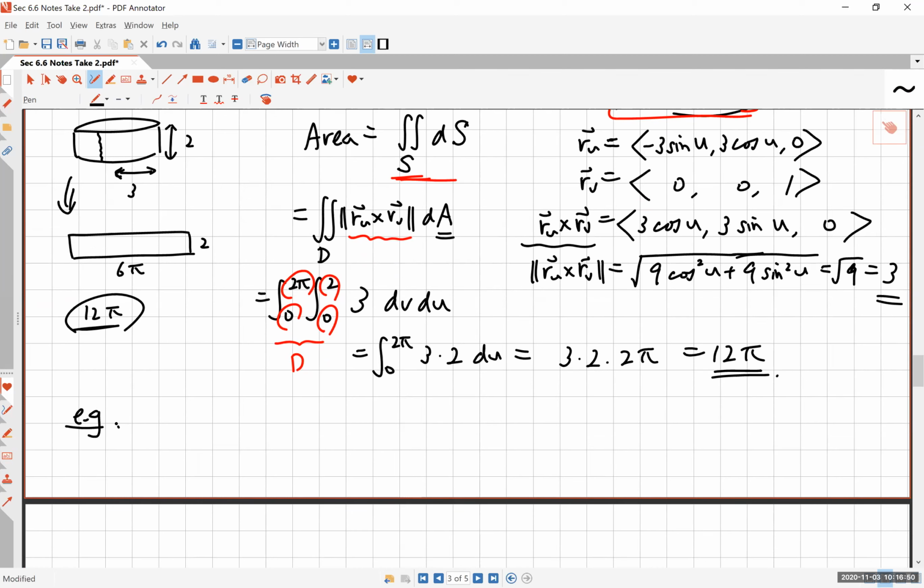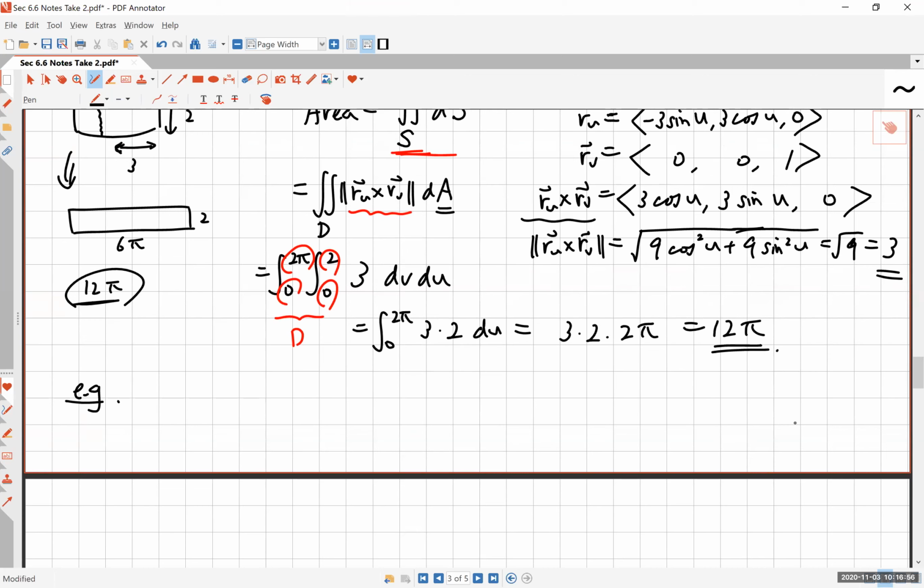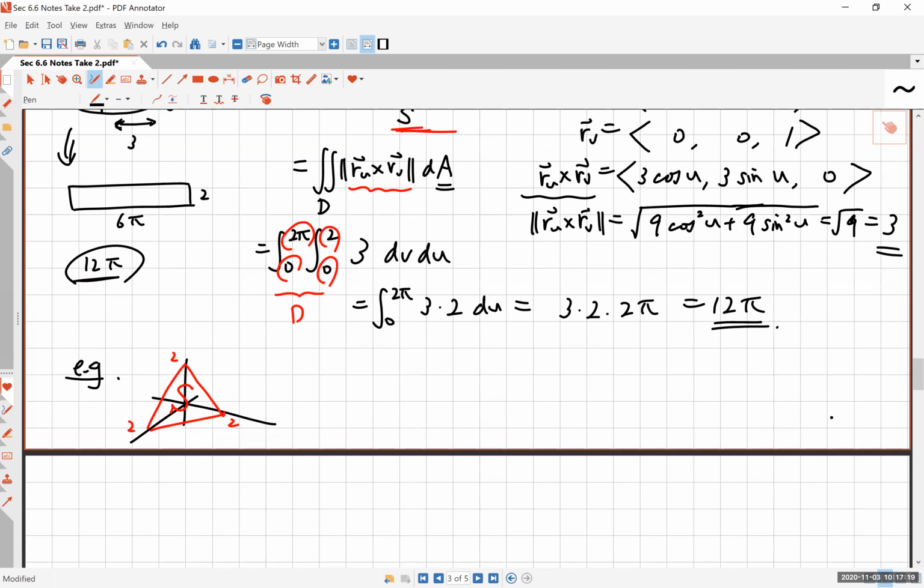Actually, at this point, I'm going to do an example slightly different from what I was going to do. Let's say we have this triangle. This is 2, 2, and 2. This is an equilateral triangle. This is my S. Let's say the question is to find the area of S.